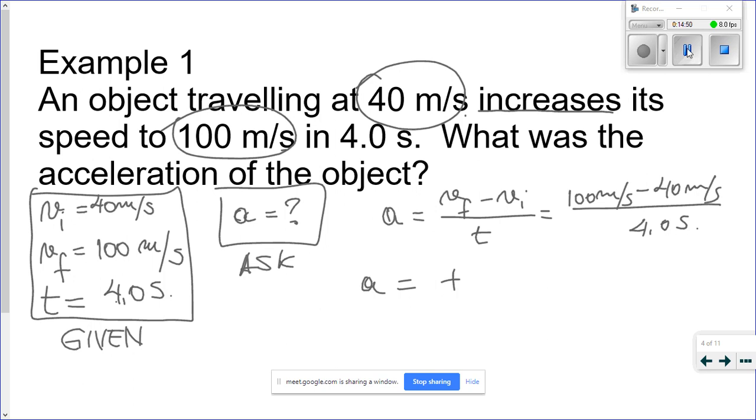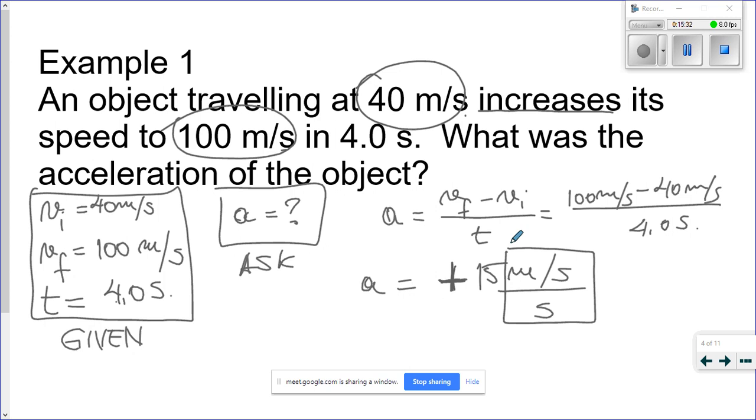Tell me in your, yes, it is 15 meters per second over seconds. So again, the acceleration is a positive one. Why? Because the final velocity is greater than initial velocity. And then the magnitude of it is 15. And the units for the acceleration are meters per second per second.